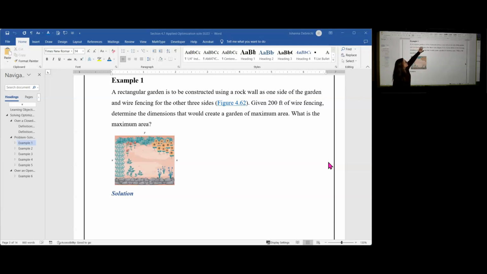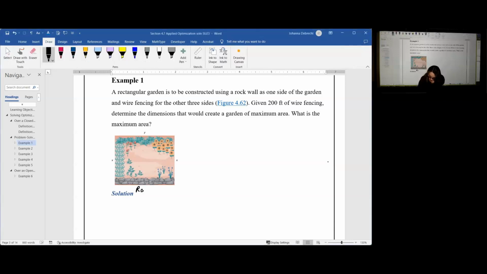A rectangular garden. If you don't have a picture, you should now be drawing a rectangle. Is to be constructed using a rock wall as one side of the garden. Well, this is my rock wall. So I've got a rock wall here. I won't need fencing on that side because I've already got the rock wall. And wire fencing for the other three sides. Okay, then this side is wires. And this side is wires, but it connects to the rock wall.